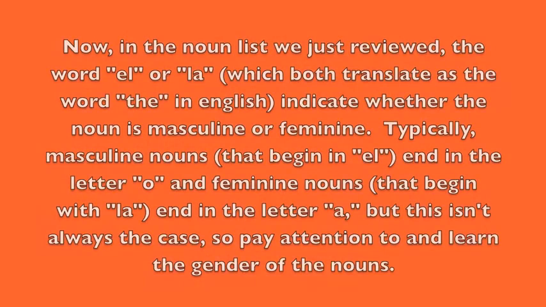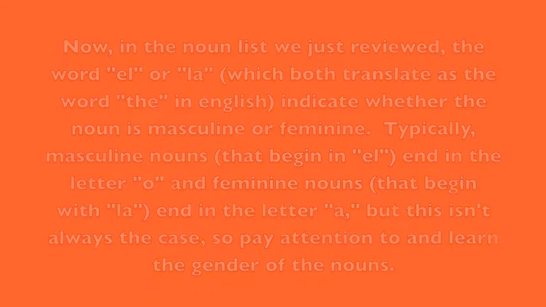So let's talk about the gender of the nouns a little bit more. In the verb list we just reviewed, all the nouns were preceded by the word el or la, which both translate as the word the in English. El is the masculine form and la is the feminine form. Typically, masculine nouns that begin in el also end in O, but this isn't always the rule. And also, typically, feminine nouns that begin in la end in A. But again, don't always rely on that to get you by.